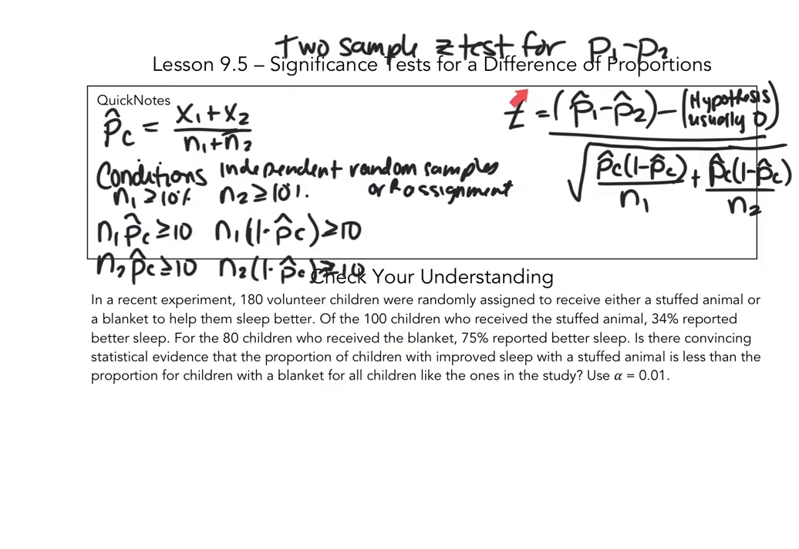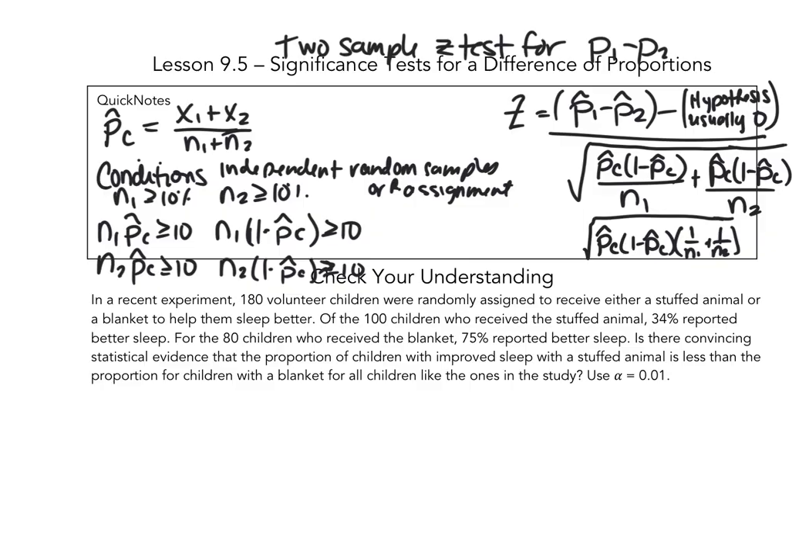Then our z-score formula is the difference in the proportions minus our hypothesis, which is usually 0, divided by the standard deviation, which is going to use the p hat combined in this formula. Now, on the formula sheet, sometimes it writes it like p hat c times 1 minus p hat c, and then it does 1 over n1 plus 1 over n2. You can use either type of formula you'd like.